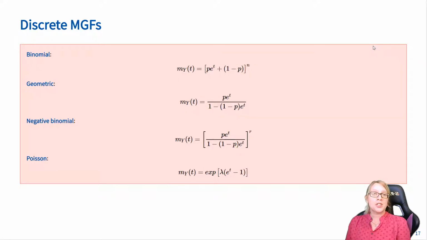So let's end this video just by providing a few moment generating functions that we'll need for both the discrete and continuous case. So for the binomial, the moment generating function is the quantity p times e to the t plus 1 minus p, all raised to the n. For the geometric, the moment generating function is p e^t over 1 minus the quantity 1 minus p times e^t. The negative binomial moment generating function is then just the geometric moment generating function raised to the r. You have the Poisson one here as well.